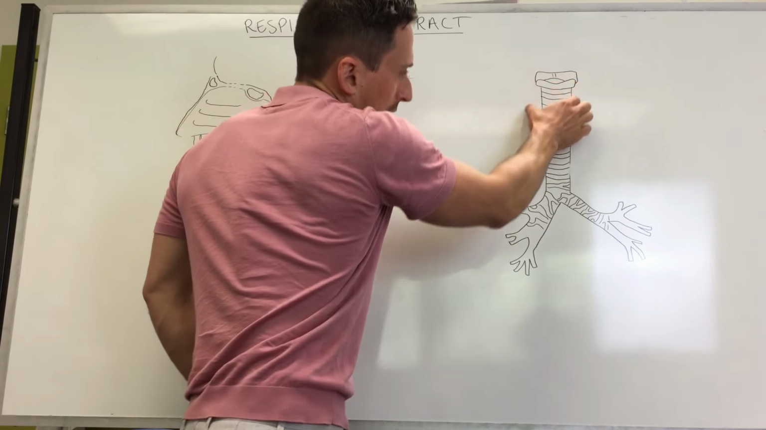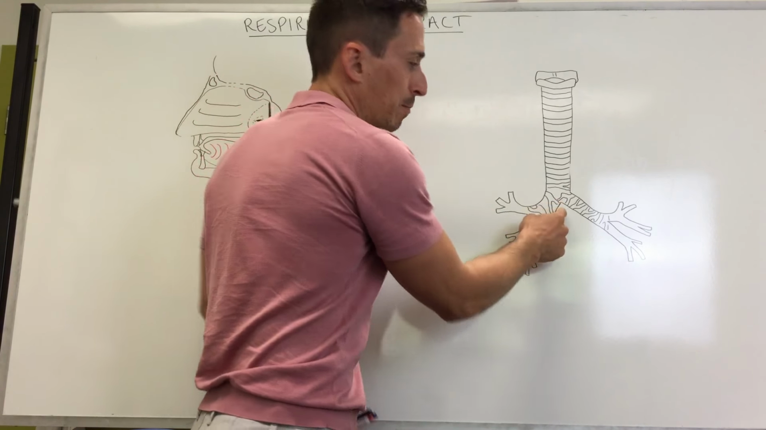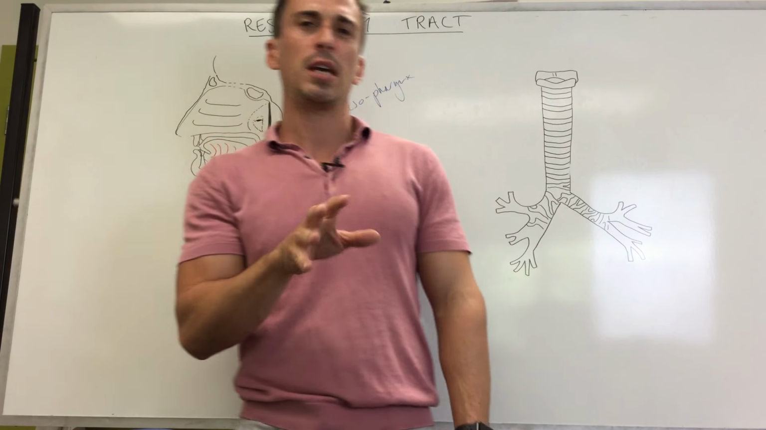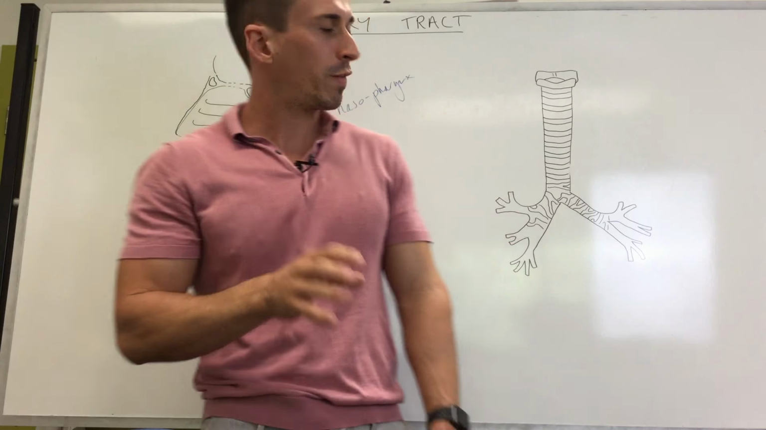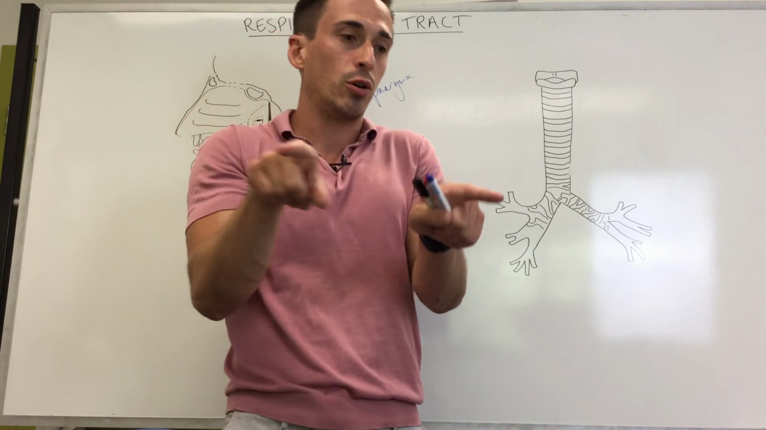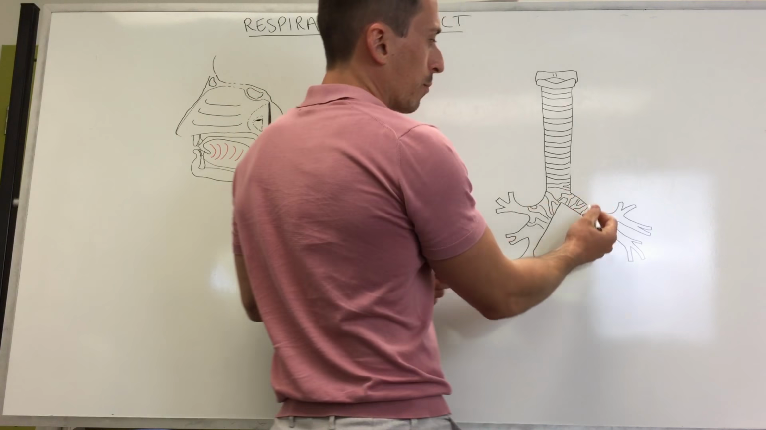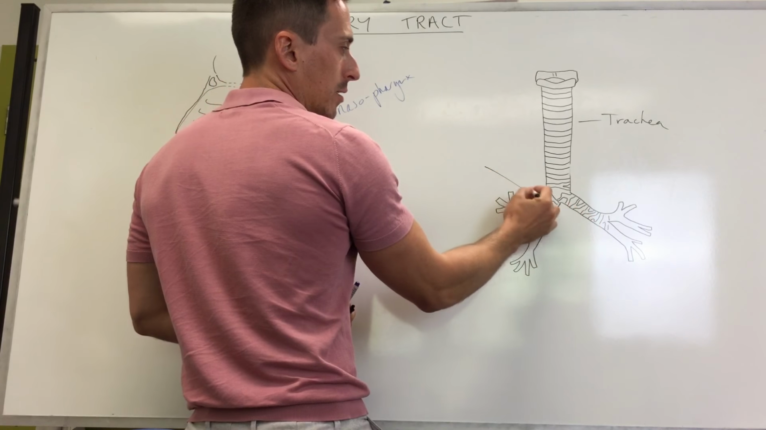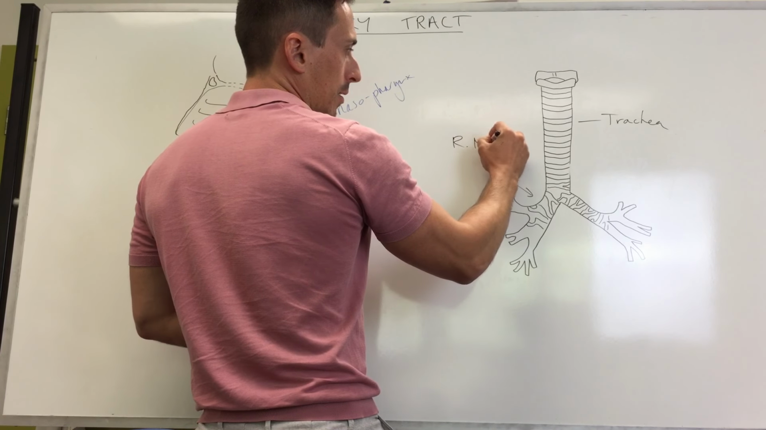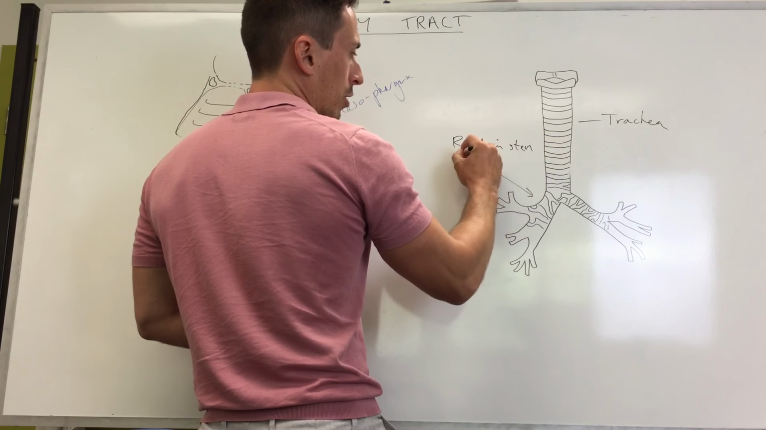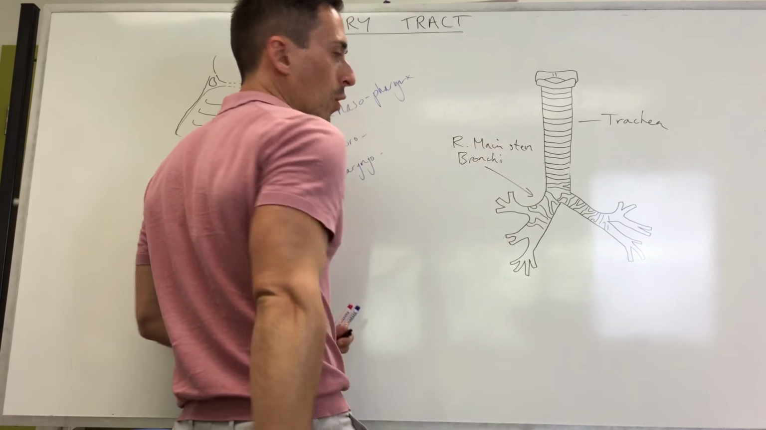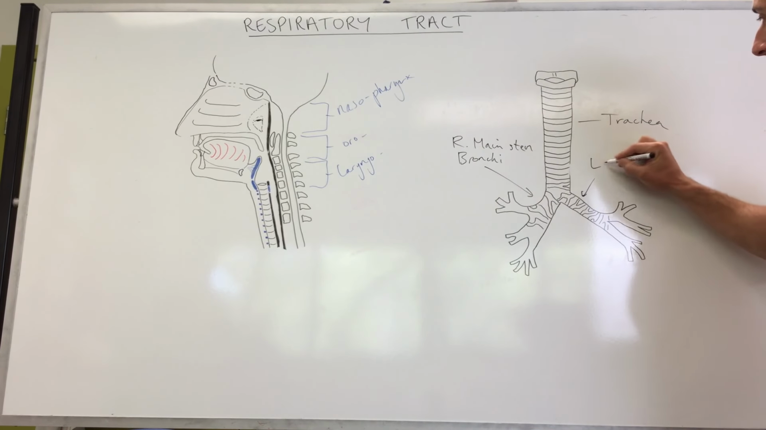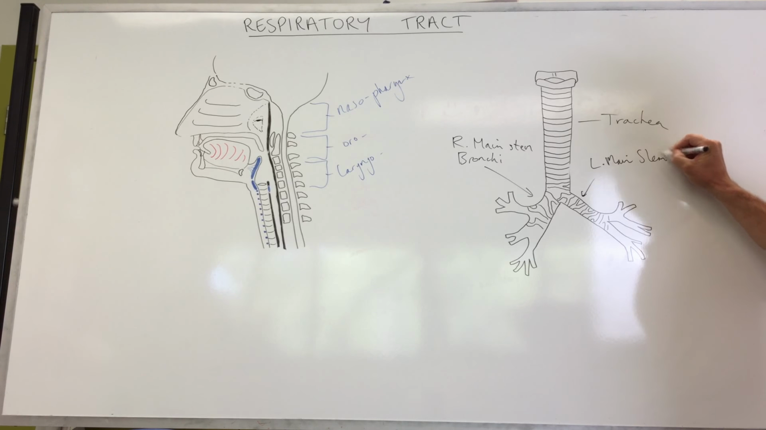Okay, as we go down the trachea, you'll see that the trachea bifurcates. This is also known as the carina, and it bifurcates at around about T4, T5. So thoracic vertebra 4, thoracic vertebra 5 is where it bifurcates or splits into two. This is now what we call the bronchi. So we've got the trachea here, and now it's split off into the right main stem bronchi, also known as the right primary bronchi, and the left main stem bronchi.